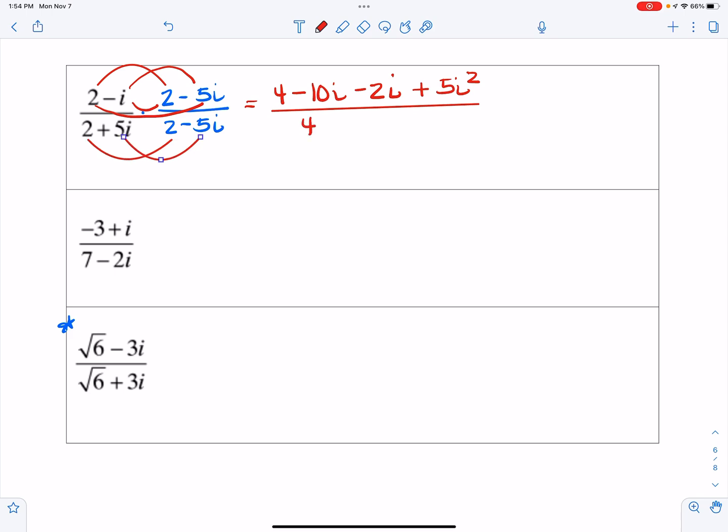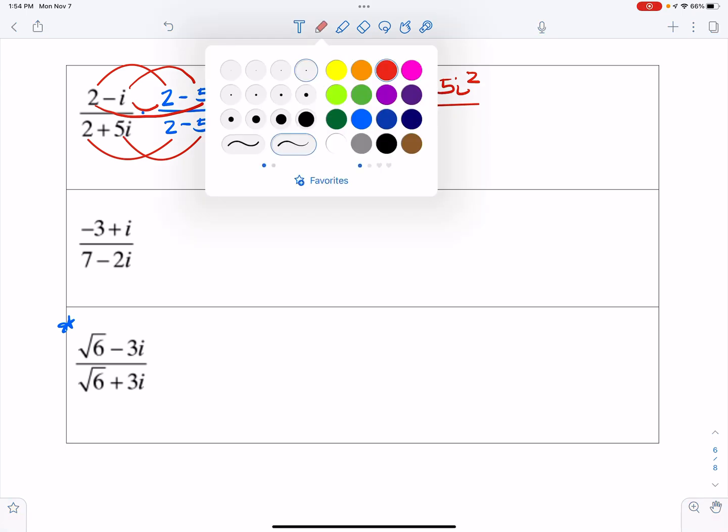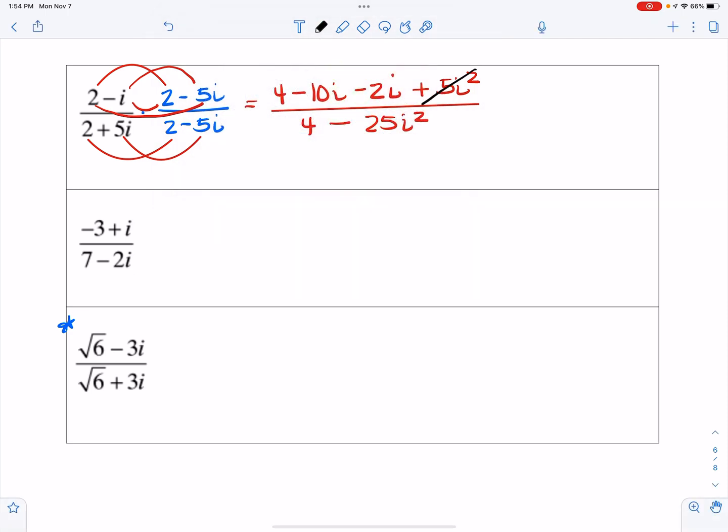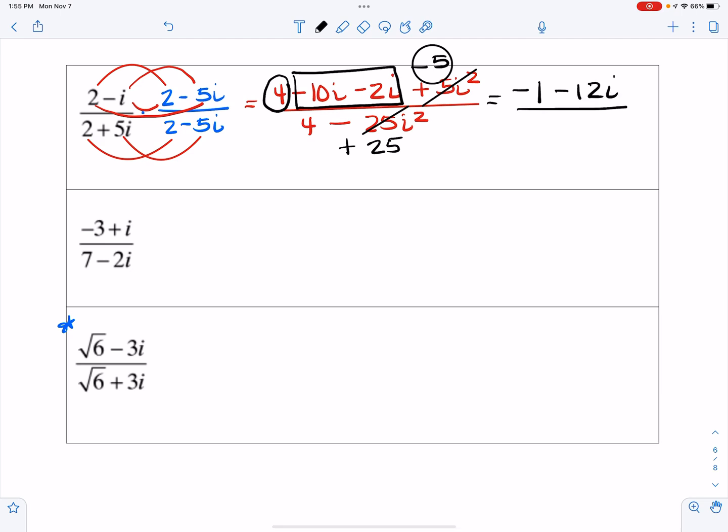5i times negative 5i makes negative 25i squared. Look for those i squareds. This is going to be replaced with a negative 5. This is going to be replaced with a positive 25. So now I've got 4 minus 5, which gives me negative 1. And then I've got negative 10i and negative 2i, which makes negative 12i. And that's all over 4 plus 25, which is 29.